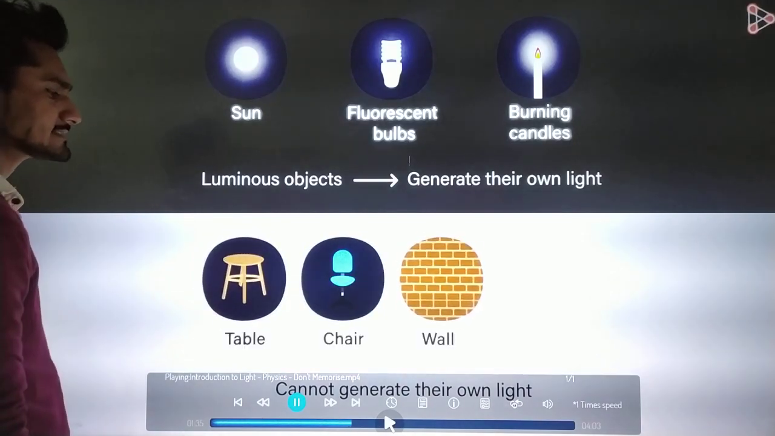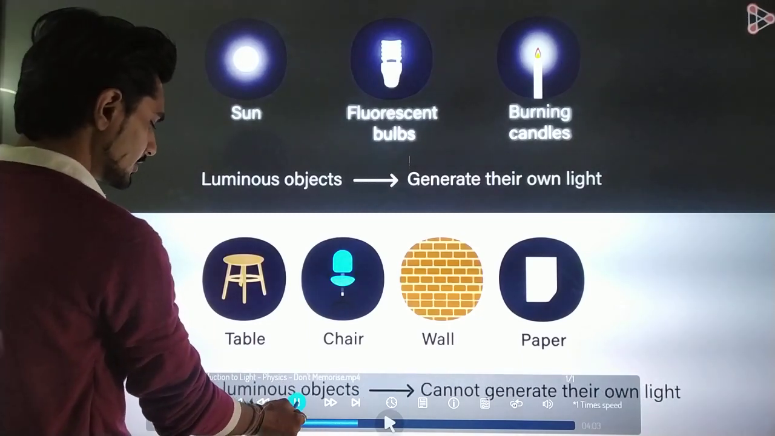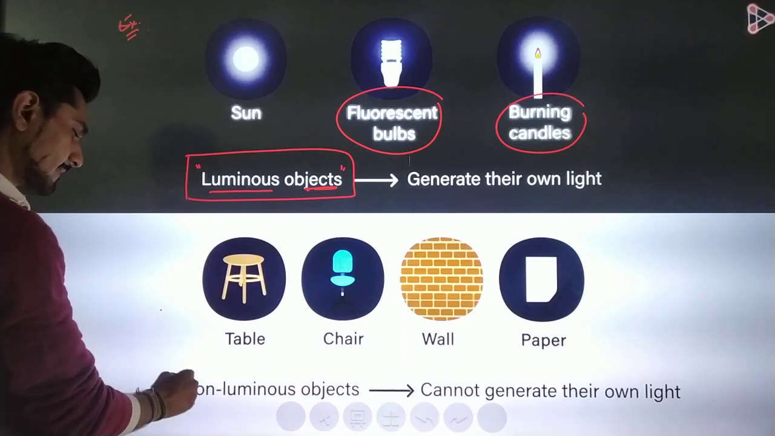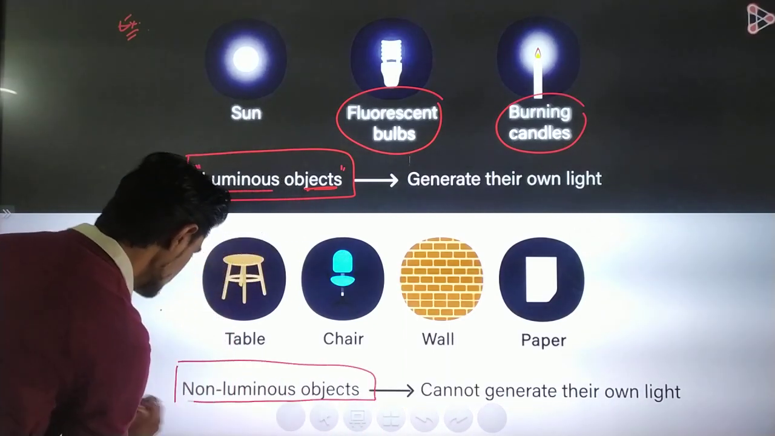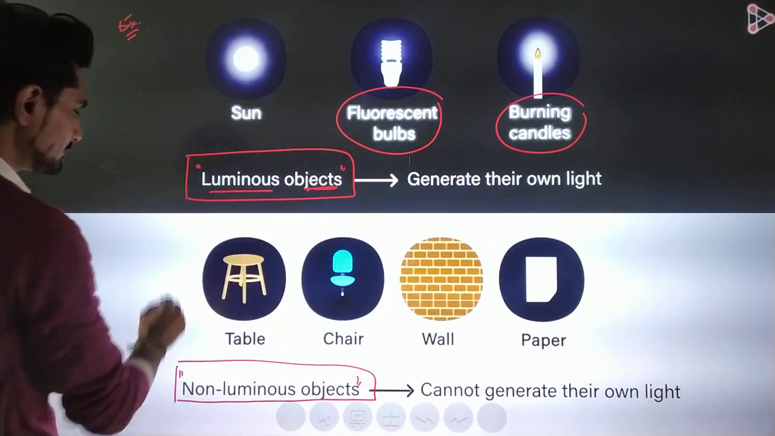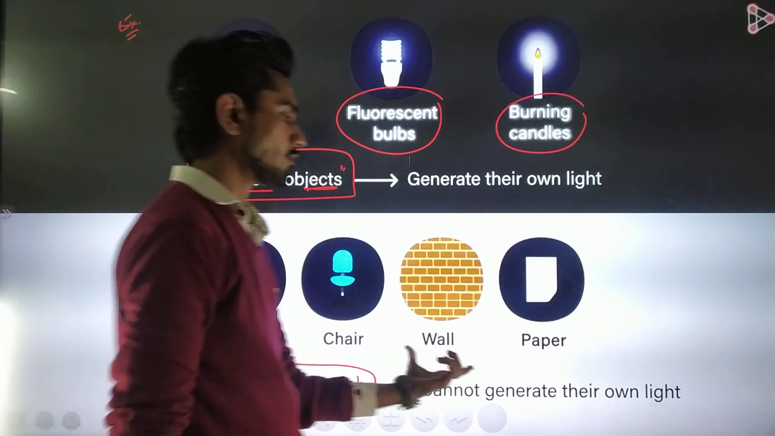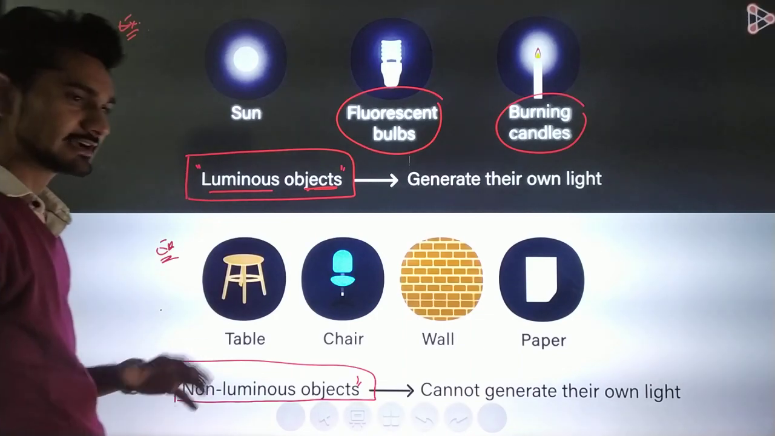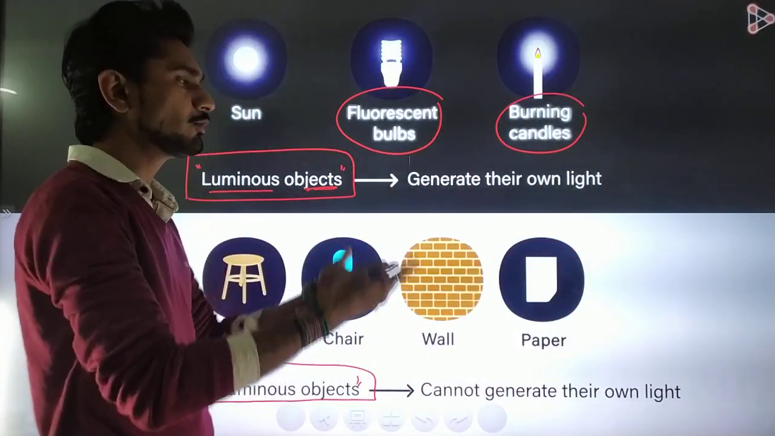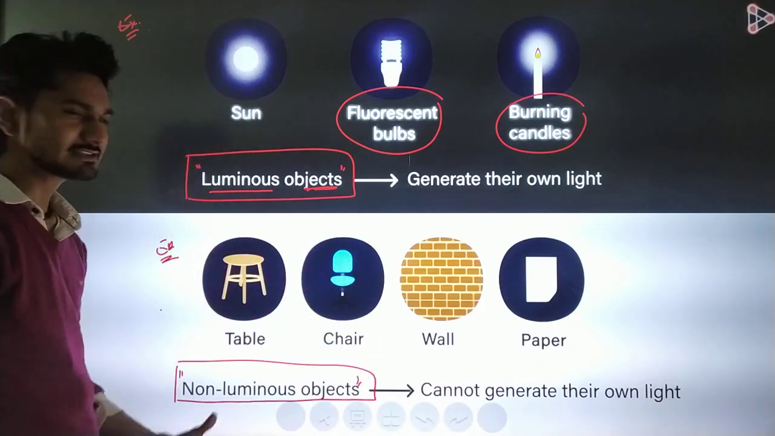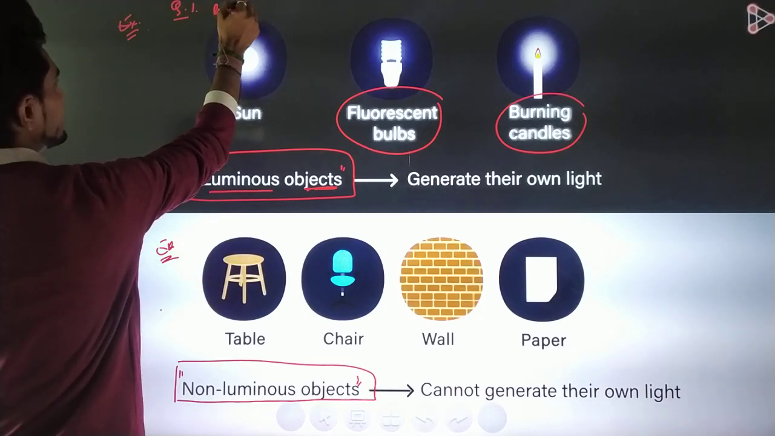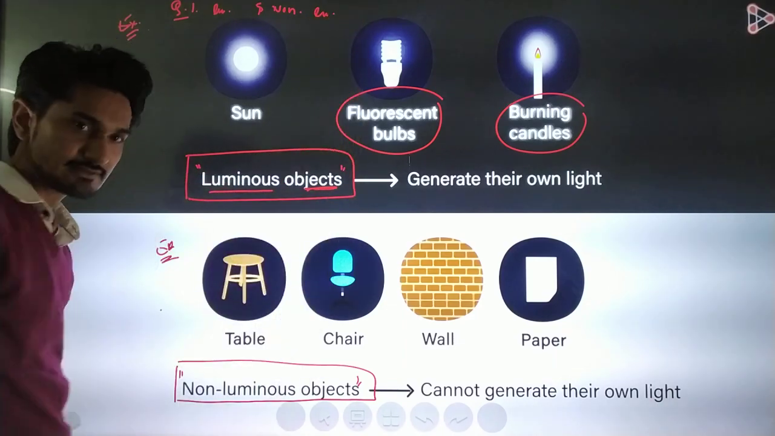Now the things that cannot generate their own light are called non-luminous objects. So what is a non-luminous object? Objects which cannot generate their own light. Examples are a table, chair, wall, and paper. These things cannot produce their own light, so they are called non-luminous objects. This is an easy idea. Basically what we are learning is luminous objects and non-luminous objects.